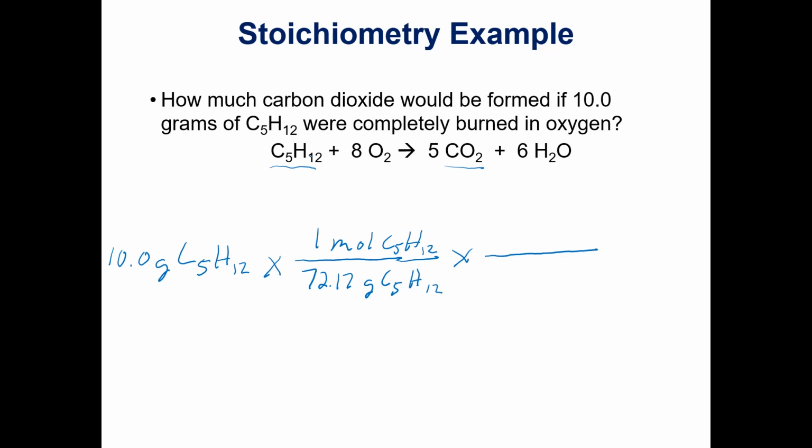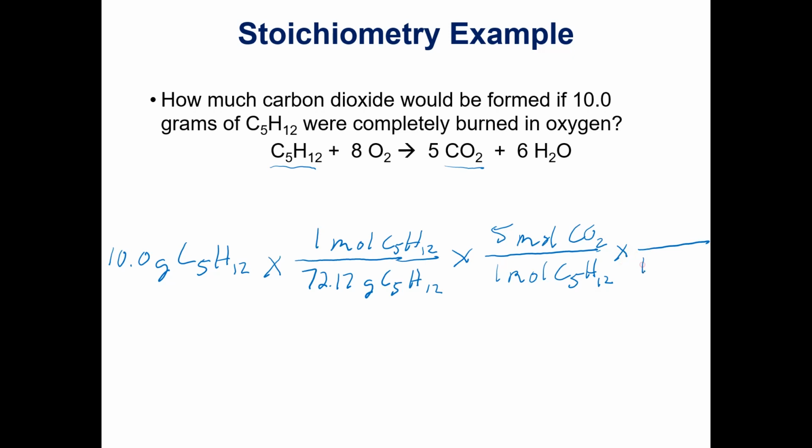And then we want to go from moles of C5H12 to moles of CO2. So we can do that using the mole ratio. According to our reaction, 1 mole of C5H12 reacts with 5 moles of CO2. Since we have moles of C5H12 to start with, we need that on the bottom of the next step so that moles of C5H12 will cancel out and we get 5 moles of CO2 on top.